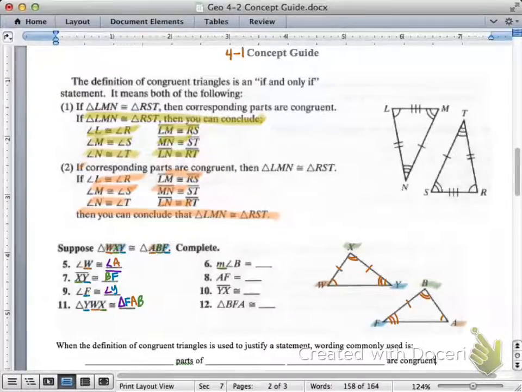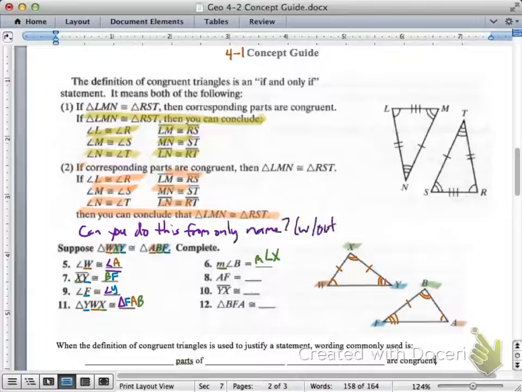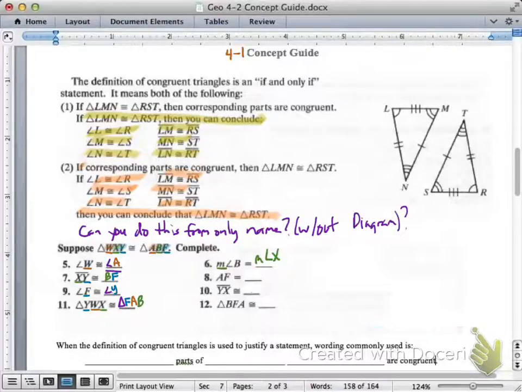Okay, here are answers to the left-hand side. I color-coded those to try to make it easier. So did you get that W and A correspond with each other? F and Y correspond with each other? And then this makes it easier. But I want to show you something. I want to try something. Can you do this from only the name? Let's take a look at what it would look like.